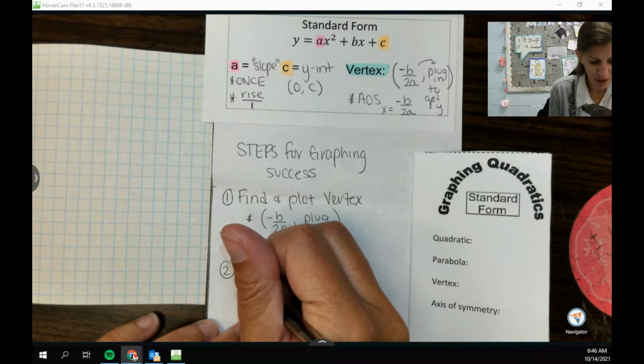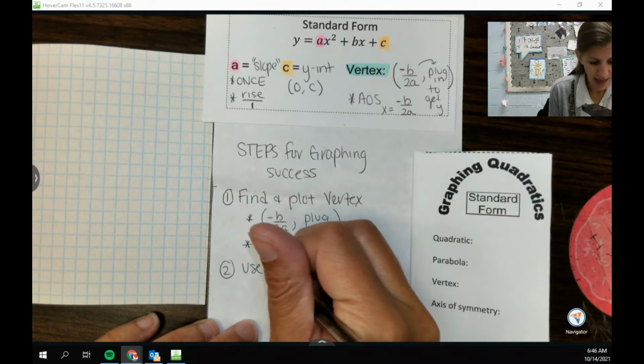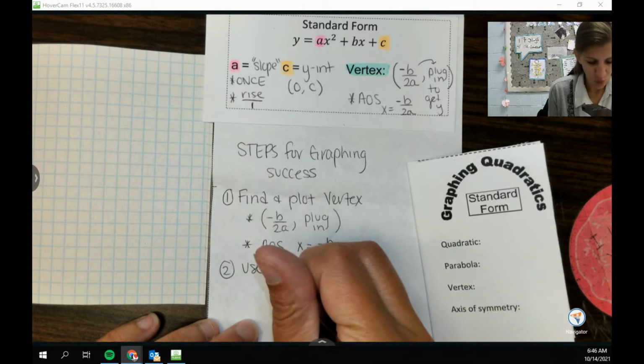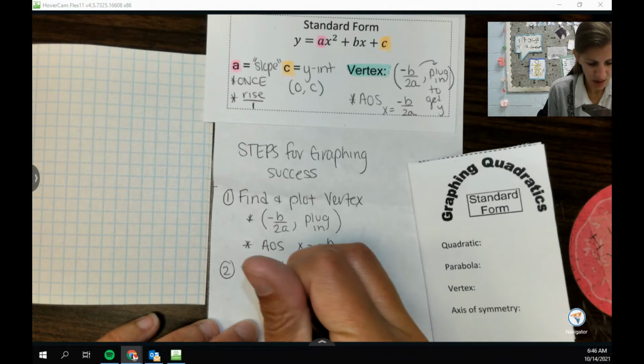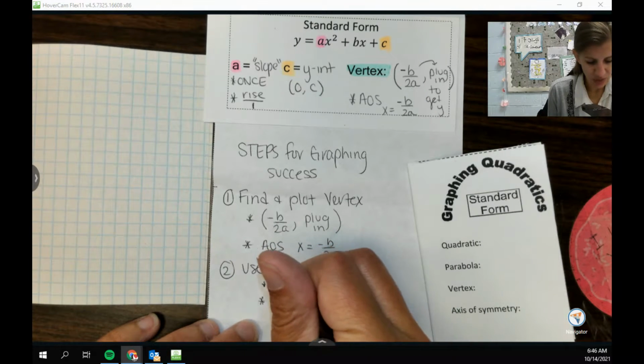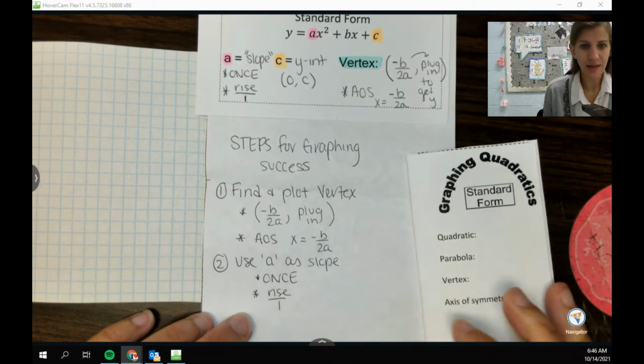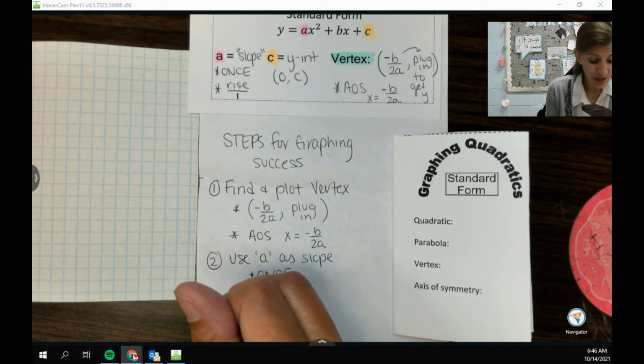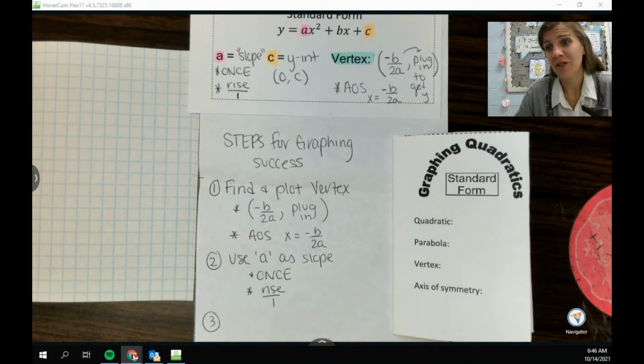So the second step is we want to use a as slope once, and as rise over 1. And then the third step is the same as yesterday, except this time it's much easier.